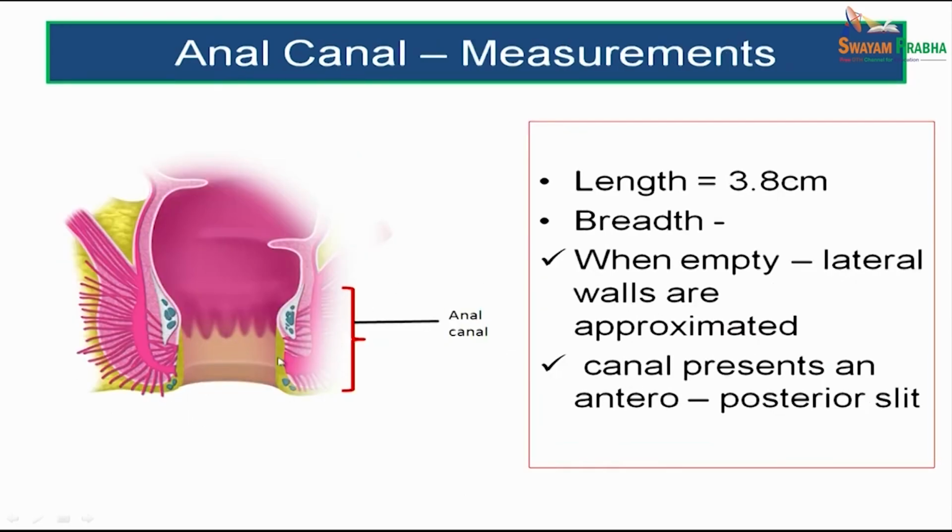So, what are the measurements of anal canal? The length, as you can see from this picture, this is a picture to show the interior of the anal canal. It is about 3.8 centimeters long. The breadth, when empty, the lateral walls are approximated so that the canal presents only an anteroposterior slit.